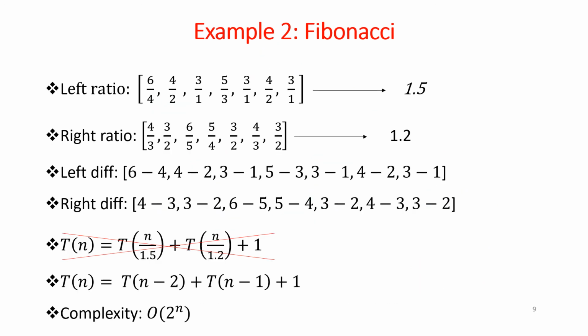As shown earlier for the case of merge sort, we compute the left ratios by taking the size of input at the current node divided by the size of input at the left child node. Similarly, we compute the right ratios by taking the size of input at the current node divided by the size of input at the right child node. We also compute the differences in a similar manner. From the ratios and differences, Dynaplex computes the recurrence relation of Fibonacci to be one of these two.